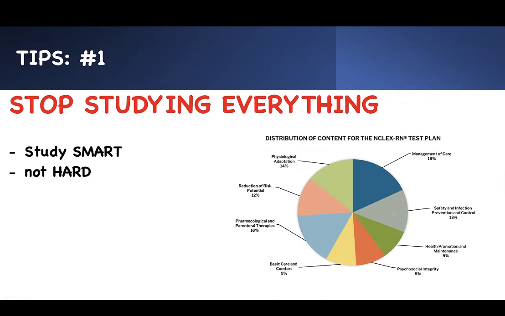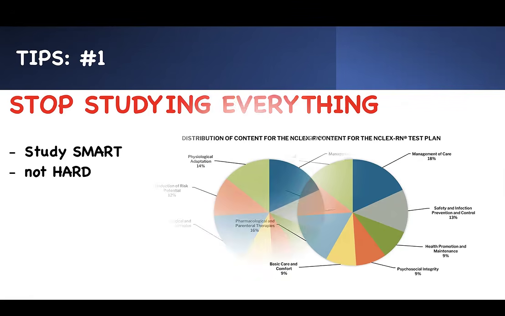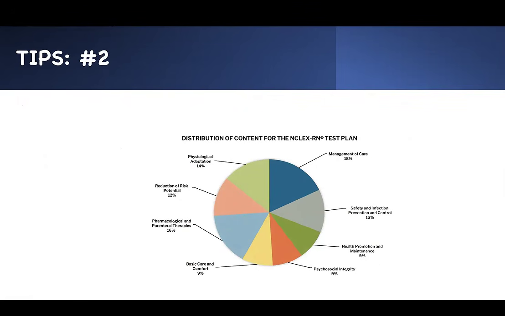That tells you pharmacology, risk reduction, physiological adaptation, management of care, plus and minus safety, this is your biggest power. But it doesn't mean you should ignore the easy points you're going to get from psychosocial, basic care and comfort, and health promotion. But this is just a framework. If you want to have more than 50% of the answers right and be more than 50% prepared, this is your blueprint to get to 50% ready.